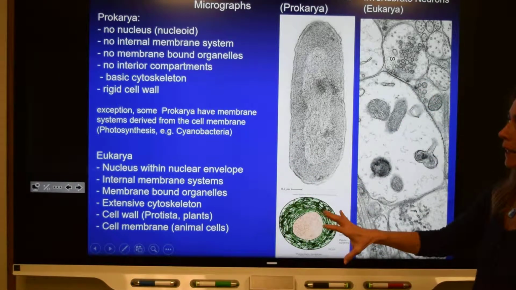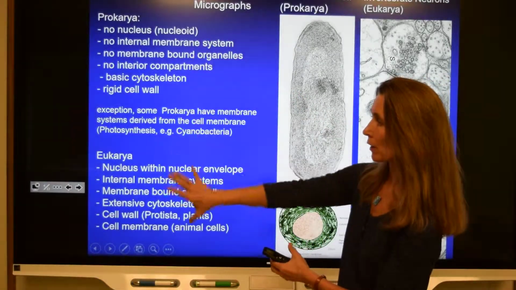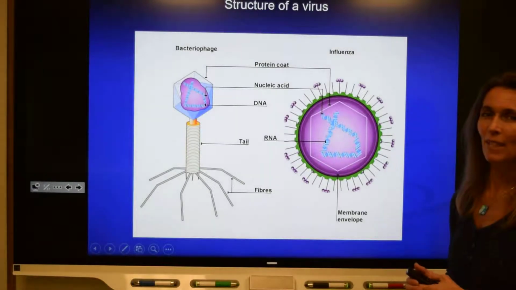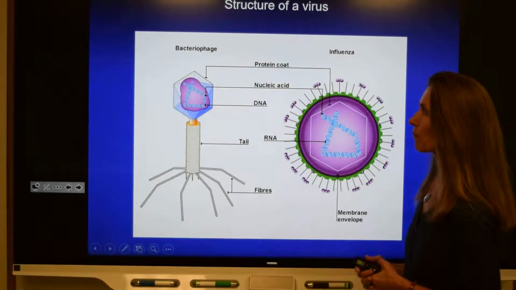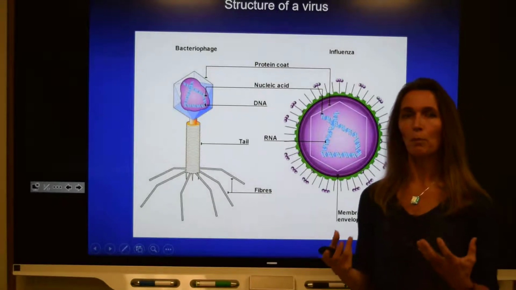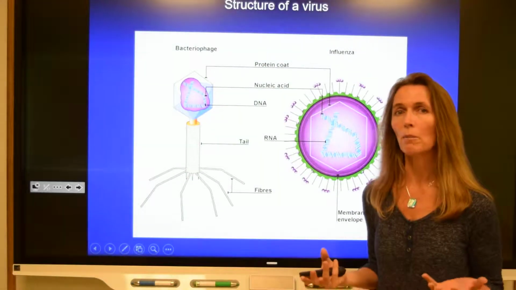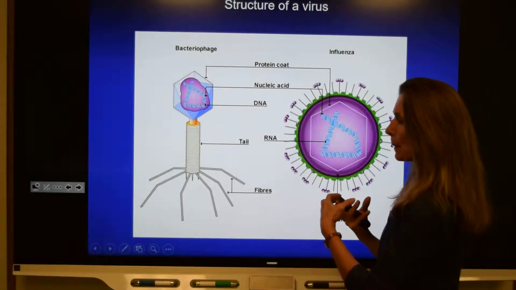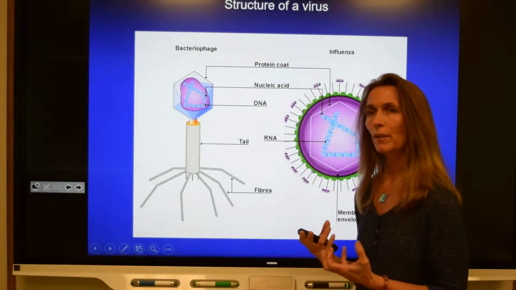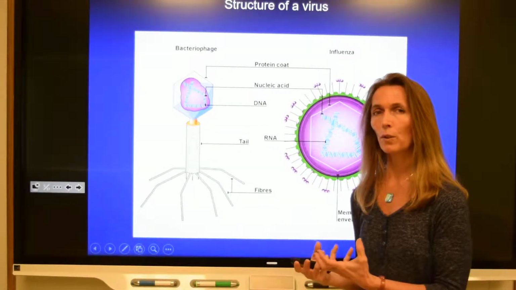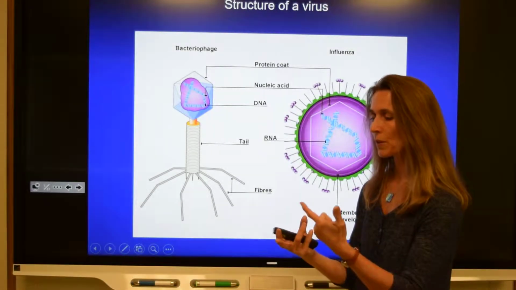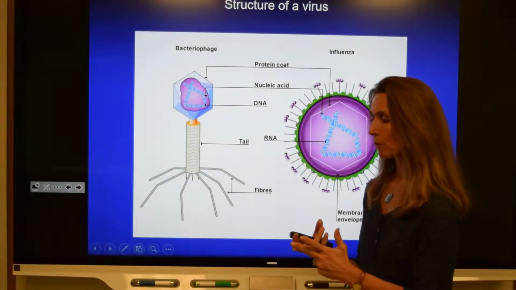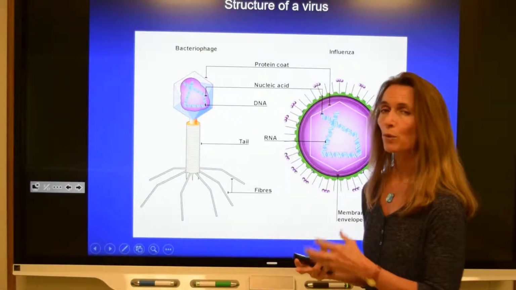Now, we do see differences between prokarya compared to eukarya, but if we compare this with a virus, a virus looks very different. A virus is not a cell per se because it's not surrounded by a cell membrane. And it doesn't have this machinery that prokaryotic and eukaryotic organisms have for protein synthesis, for metabolism, for reproduction. Viruses don't have that.